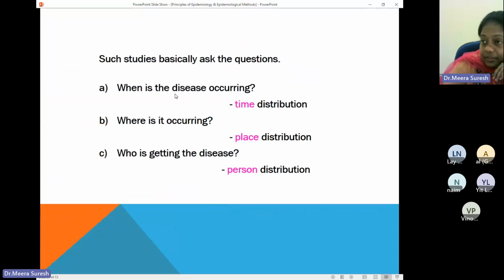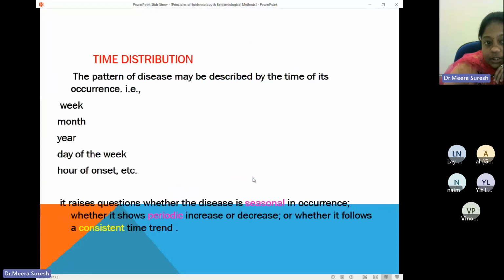So now, having studied the frequency, we are going for the distribution: the time, place, and person distribution. Starting with the time distribution, the pattern of disease can be described by the time of its occurrence, that is by week, month, year, day, hour of onset, etc. It depends upon which disease we are studying. It raises the question whether the disease is seasonal in occurrence, whether it shows periodic increase or decrease, or whether it follows a consistent time trend.